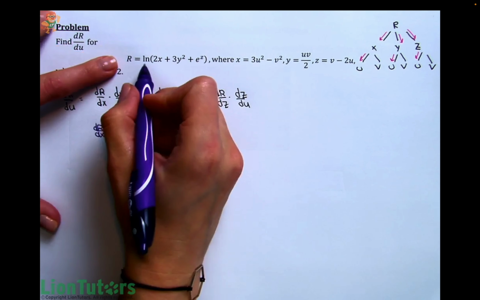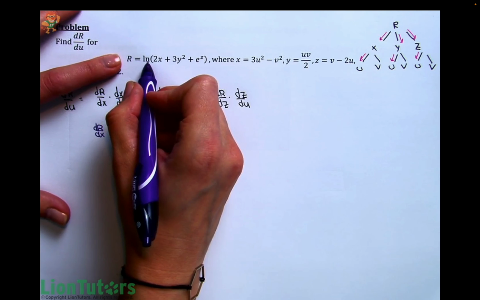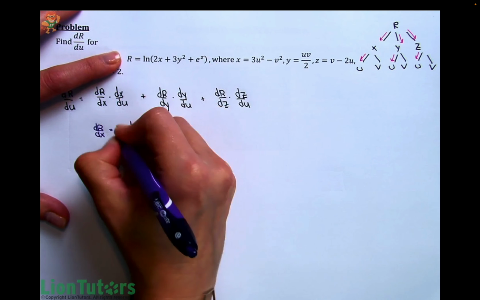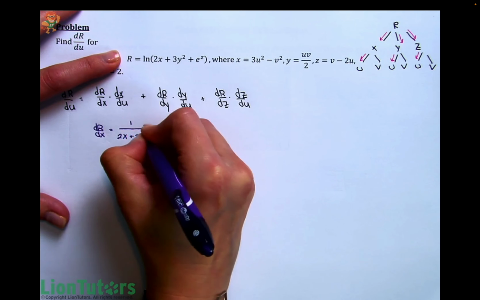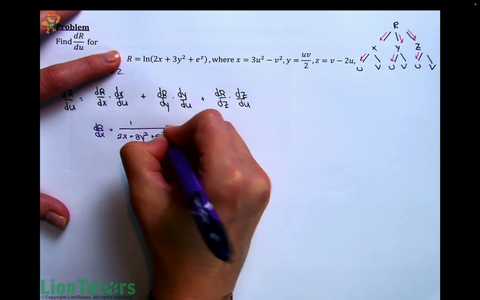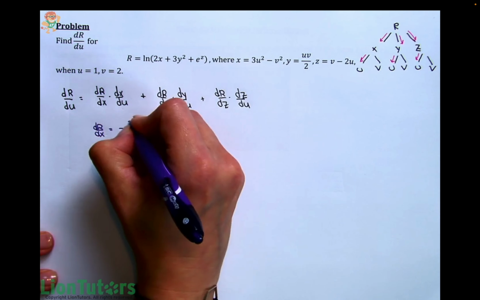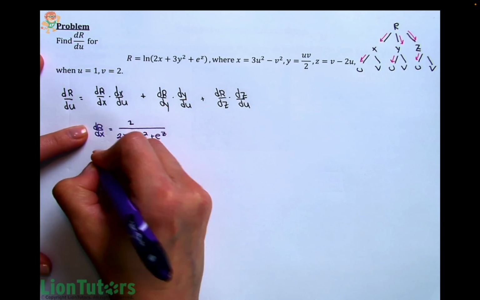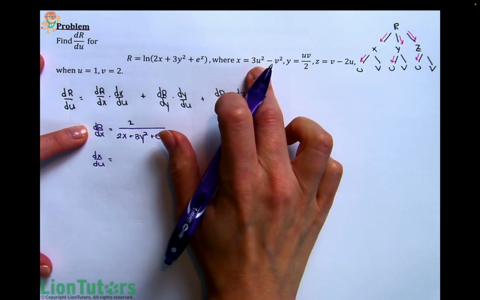So dr dx, if you want to take the derivative of r with respect to x, overall in our r, we have the natural log of something. So it's going to be 1 over that thing. So 1 over 2x plus 3y squared plus e to the z, and then times the derivative of the inside with respect to x, so times 2. So that becomes a 2 on top. Then we're going to do our dx du. So our dx du would be 6u.